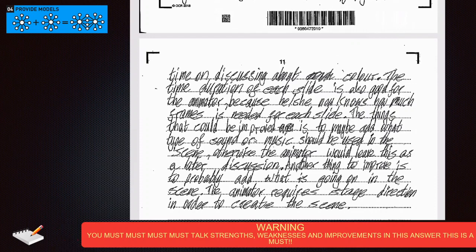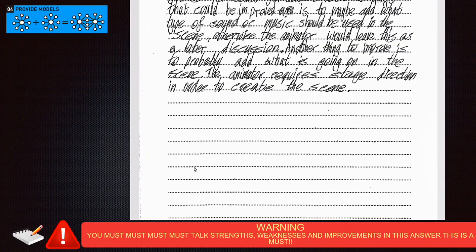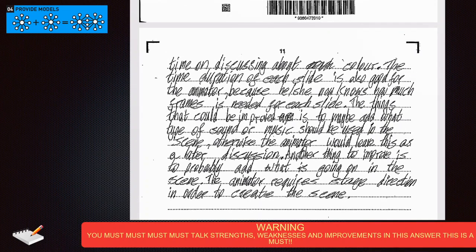The things that could be improved is maybe to add what type of sound or music could be used in the scene. Otherwise, the animator would leave this as a later discussion. Another thing to improve is probably to add what is going on in the scene. The animator requires stage direction in order to create the scene, and that's it. So she's mentioned a strength, she's mentioned a weakness, and she's given an improvement. Sometimes they do blur that a little. I mean, this is a level 3 answer.